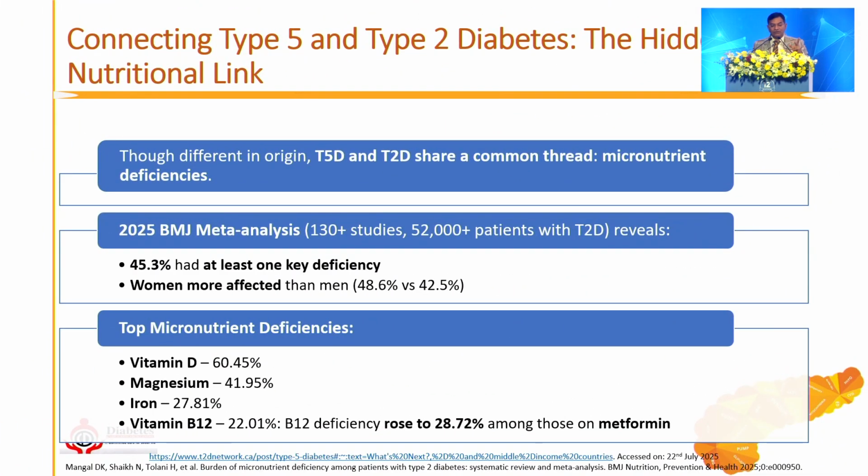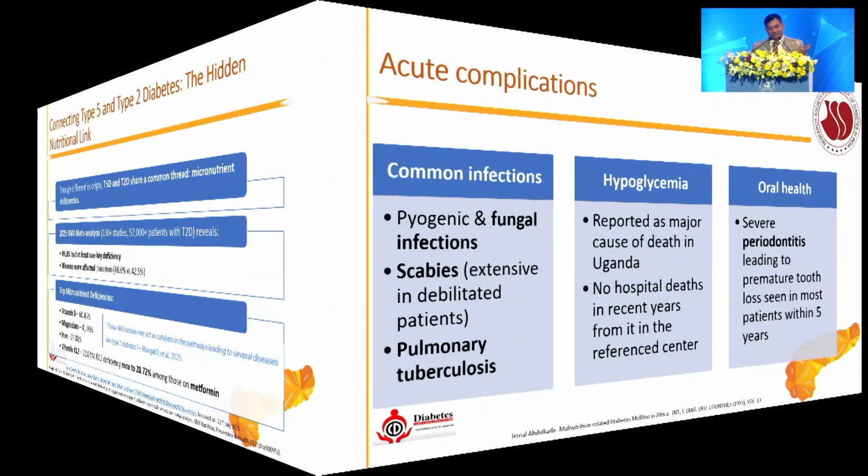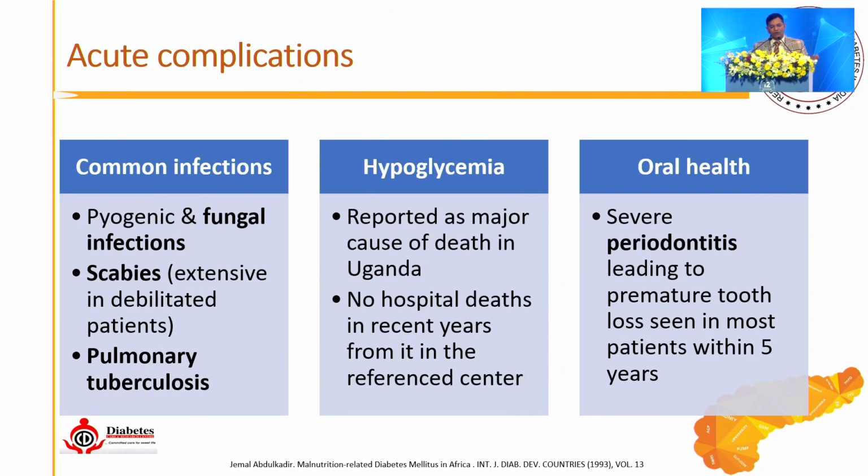And now, how do you connect type 5 and type 2? Of course, nutrition is possibly one reason here, as 45% had at least one key nutritional deficiency, maybe vitamin D, magnesium, iron, vitamin B12. Nothing has been proved that this particular drug is causing this, but this could be one area of research. Acute complications: they don't develop ketosis despite having blood glucose of 600 or 700.